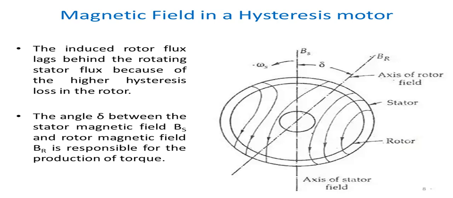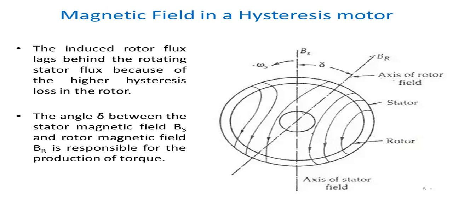The induced rotor flux lags behind the rotating stator flux because of the higher hysteresis loss in the rotor. The angle delta between the stator magnetic field Bs and the rotor magnetic field Br is responsible for the production of torque. So this angle between the axes of the two fields, stator field and rotor field, is the only thing responsible for the development of torque, and this torque does not depend upon the frequency.